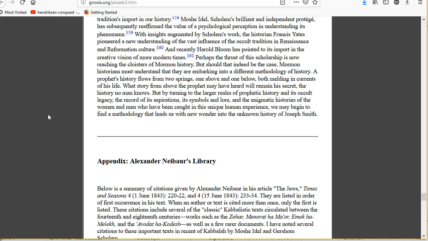What story from above the prophet may have heard will remain his secret, the history no man knows. But by turning to the larger realm of prophetic history and its occult legacy, the record of its aspirations, its symbols and lore, and the enigmatic histories of the women and men who have been caught in this unique human experience, we may begin to find a methodology that leads us with new wonder into the unknown history of Joseph Smith.